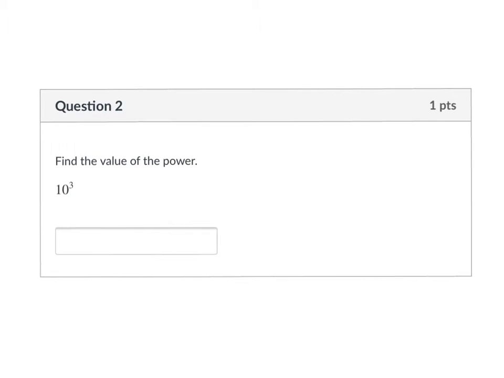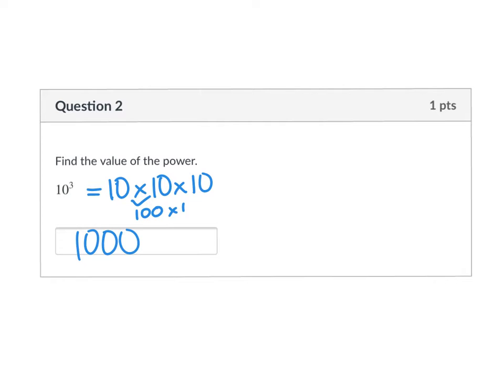Find the value of the power. 10 to the 3rd power is the same as 10 times 10 times 10. You could also use the exponent key on your calculator. The value is 1,000. 10 times 10 is 100, and then times 10 more is how we get to 1,000.